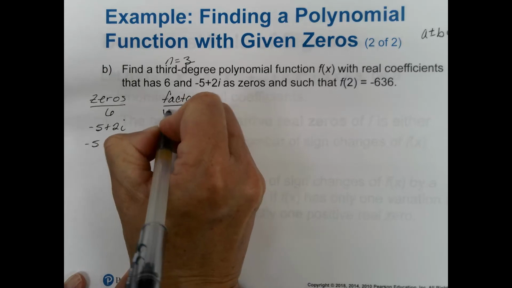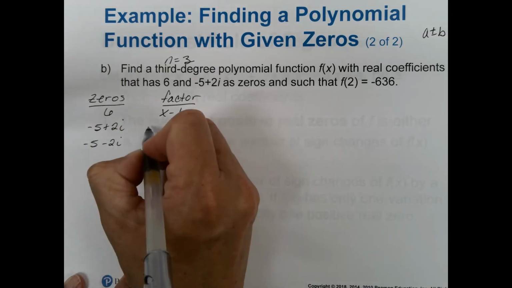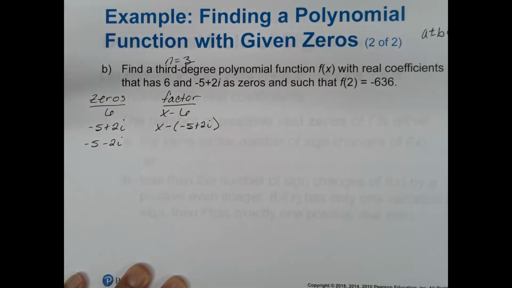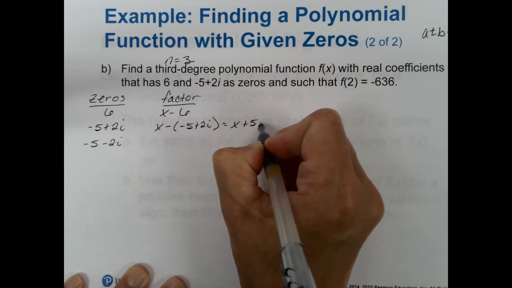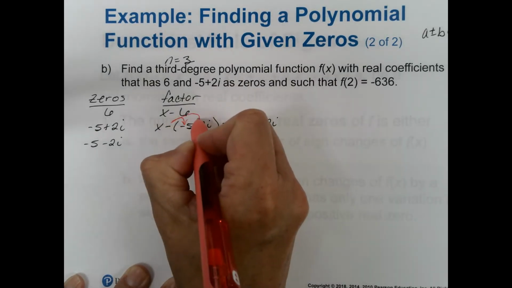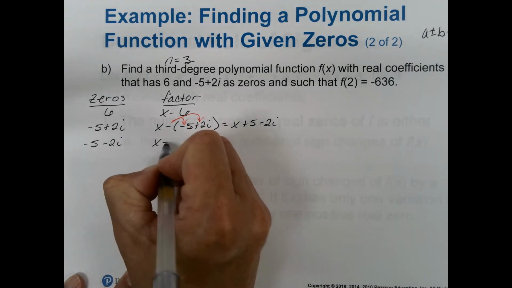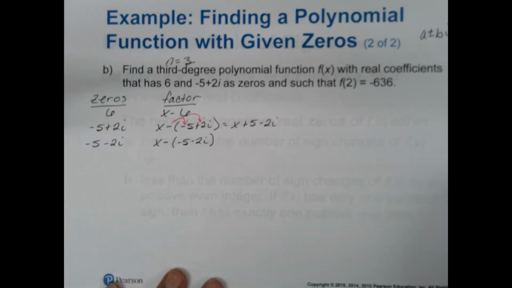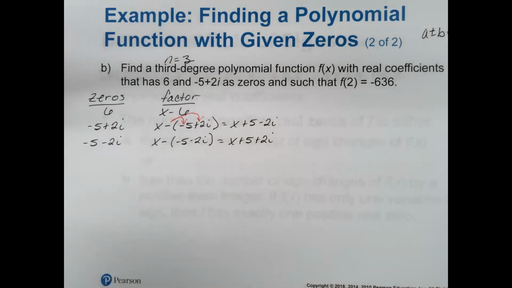If 6 is a 0, x minus 6 is a factor. If negative 5 plus 2i is a 0, x minus negative 5 plus 2i is a factor, which tells me that this is x plus 5 minus 2i when you distribute that negative sign through. If negative 5 minus 2i is a 0, x minus negative 5 minus 2i is a factor. So again, that minus sign distributes, and this becomes x plus 5 plus 2i as the factor.